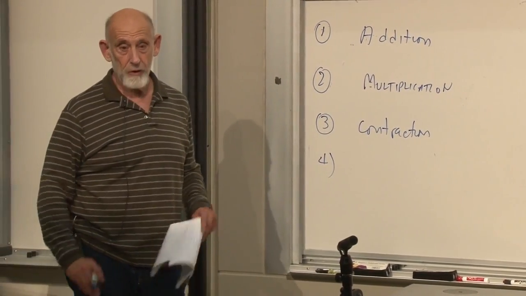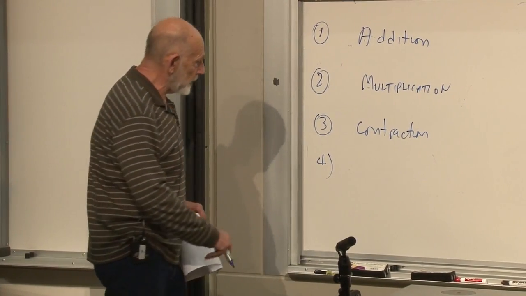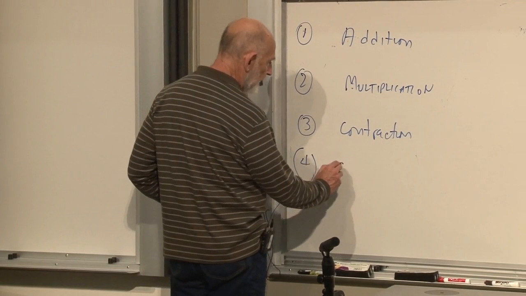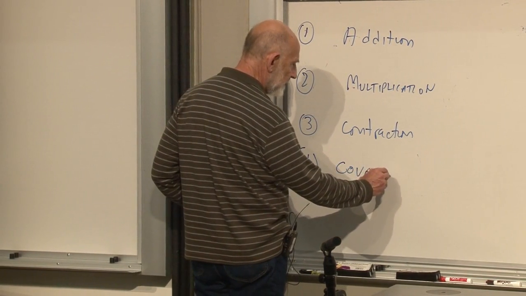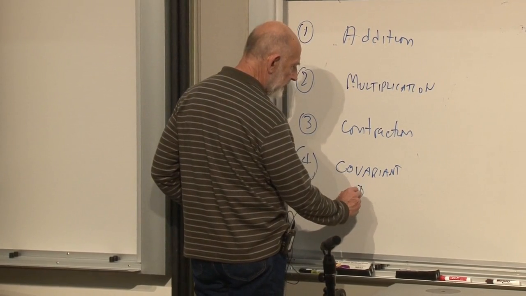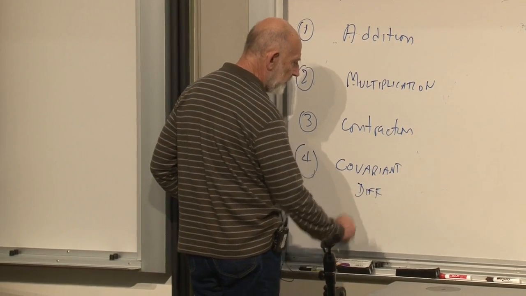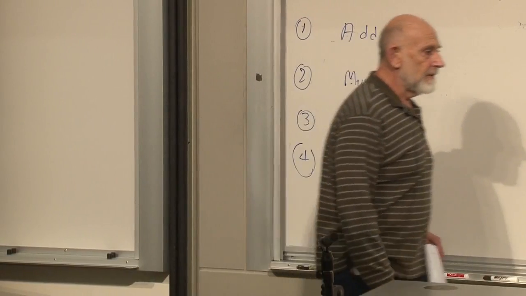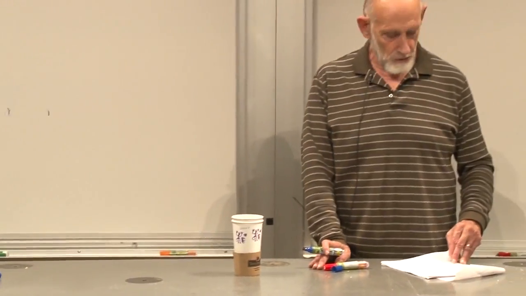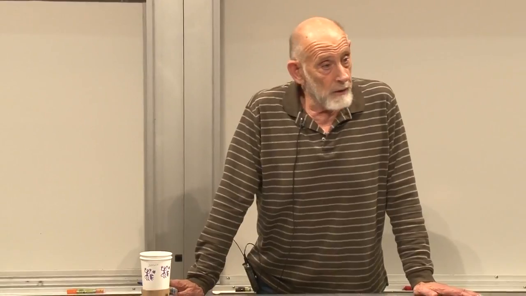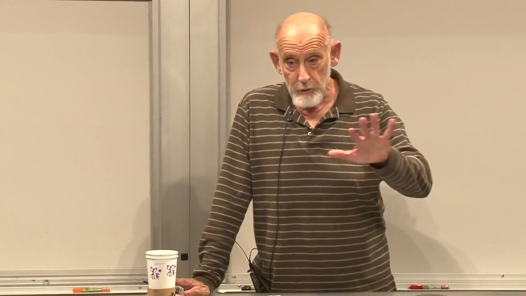And 4, differentiation of tensors, but not ordinary differentiation, covariant differentiation, and we will define that, I think, tonight. Covariant differentiation of tensors. I think those are the 4 basic processes that you can do on a tensor to make new tensors. Differentiation with respect to what? Well, differentiation with respect to position.